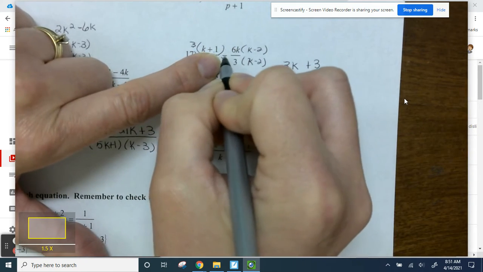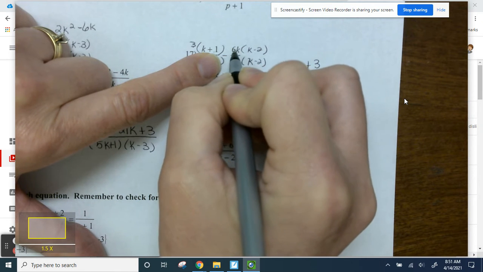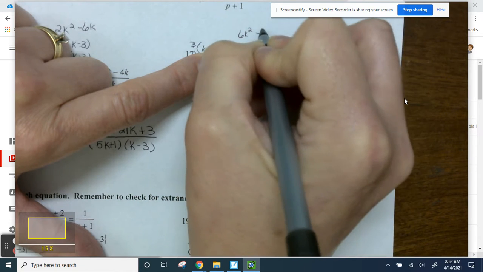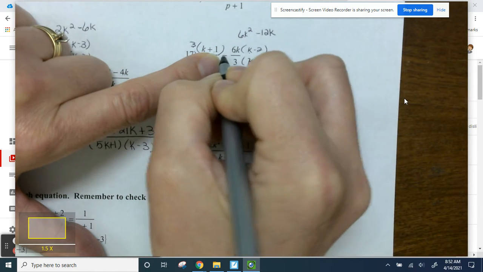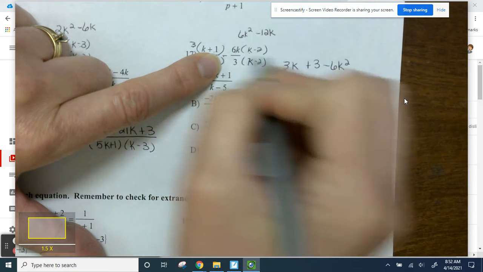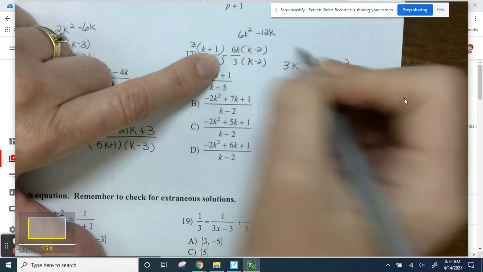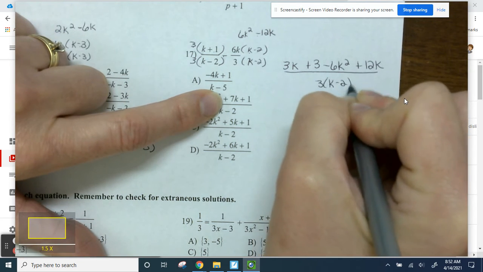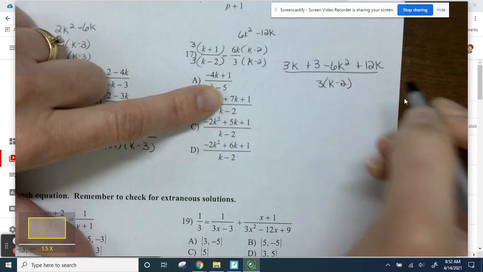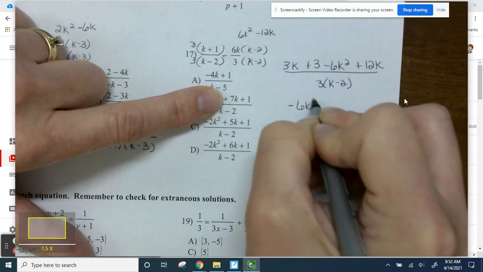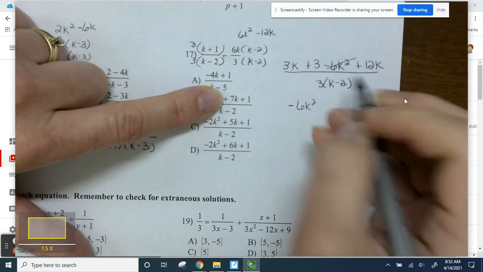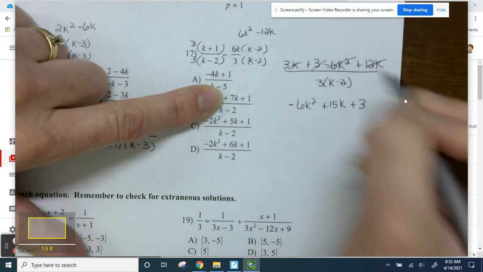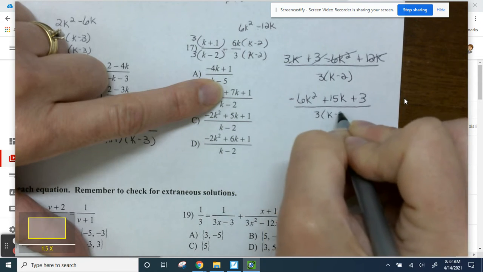So if you need to, there's a minus here. Let's go ahead and distribute first. 6k times k is 6k squared, and 6k times negative 2 is a negative 12k. So minus 6k squared, and then plus, because two negatives make that positive, plus 12k. And it's all over our common denominator, 3 times k minus 2. Let's see what we can put together. We have a negative 6k squared. Then we have a 3k and a 12k, which would be 15k, and plus 3. We're all over 3 times k minus 2.